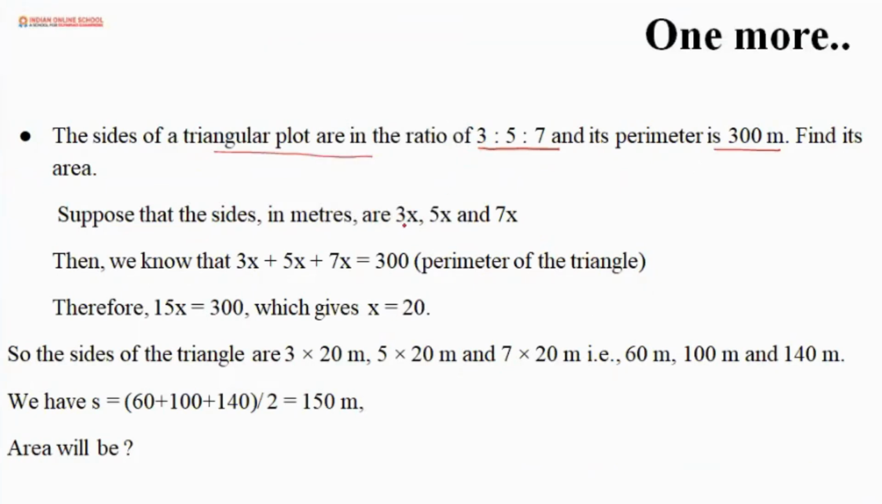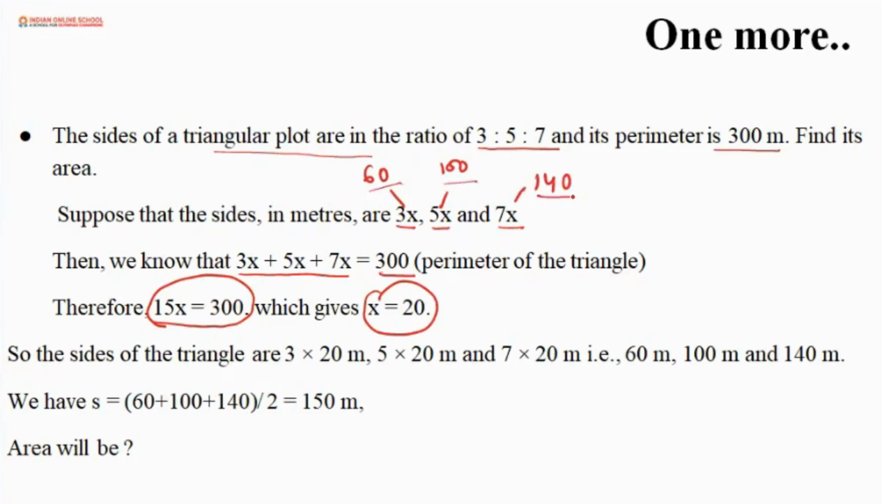So we can take 3 as 3x, 5 as 5x, and 7 as 7x, correct? When we add them, that is equal to the perimeter, which is 300. Solving it, 7 plus 3 is 10, 10 plus 5 is 15, so 15x equals 300. The value of x is 20. So our sides are 3 times 20, 60, 5 times 20, 100, and 7 times 20, 140. Now we have the measurement of the sides. Now you need to tell me what the area should be.